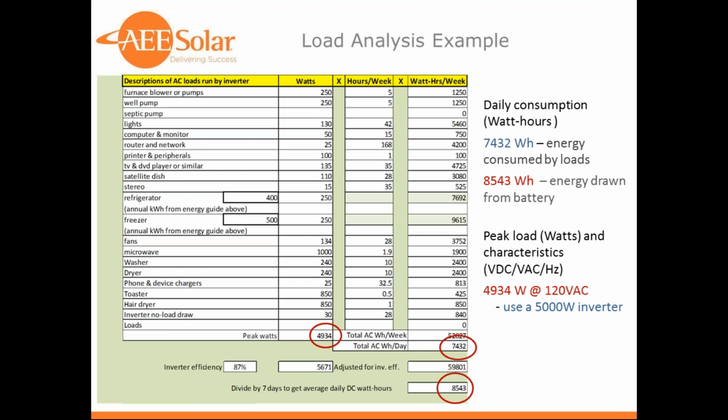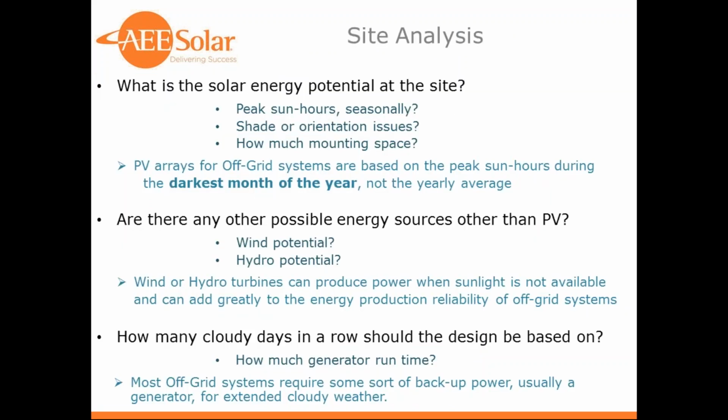Most off-grid systems are rural, so mounting space is not usually a problem. The PV array doesn't have to be on the roof. It could be a ground mount, but there might be a lot of trees or other obstructions. We need to know that. And we need to know if there's any possible other energy sources, such as a wind potential or micro hydro potential.